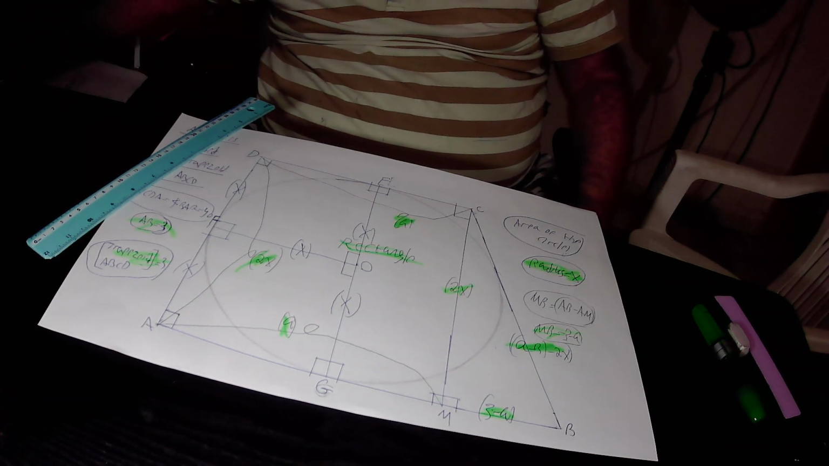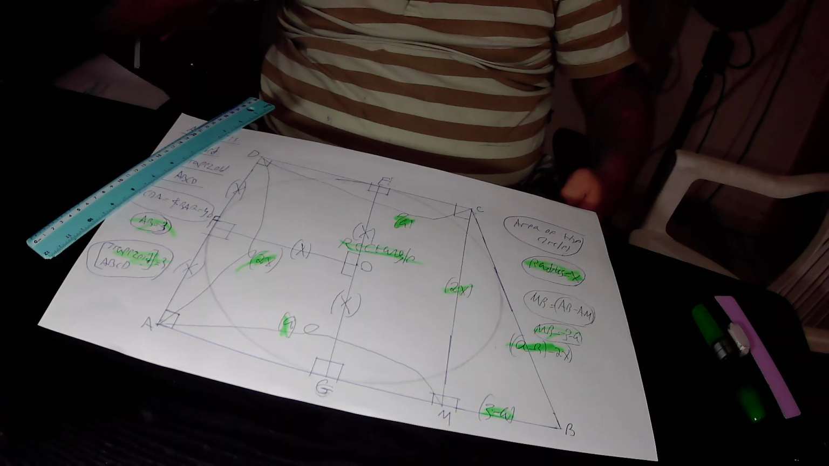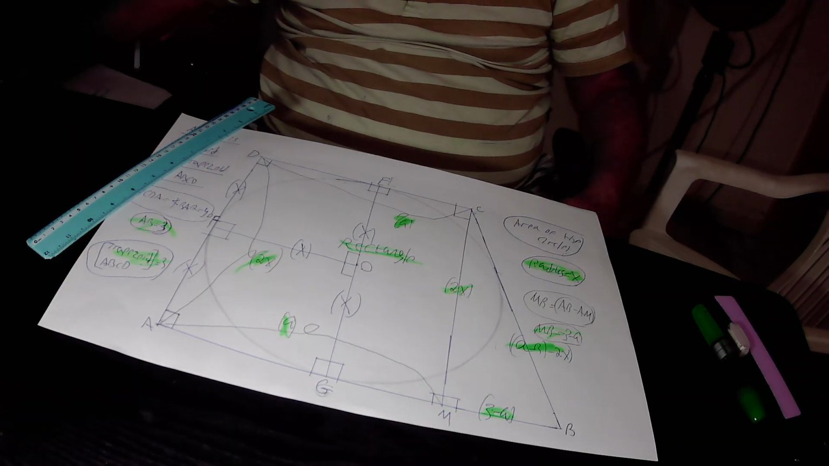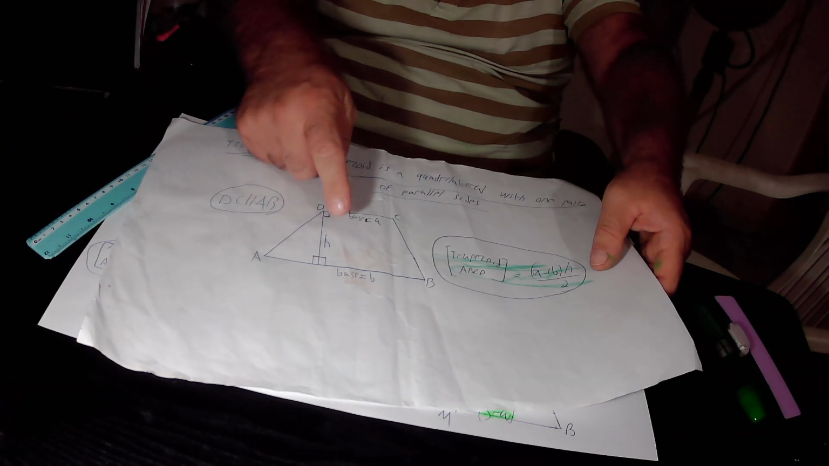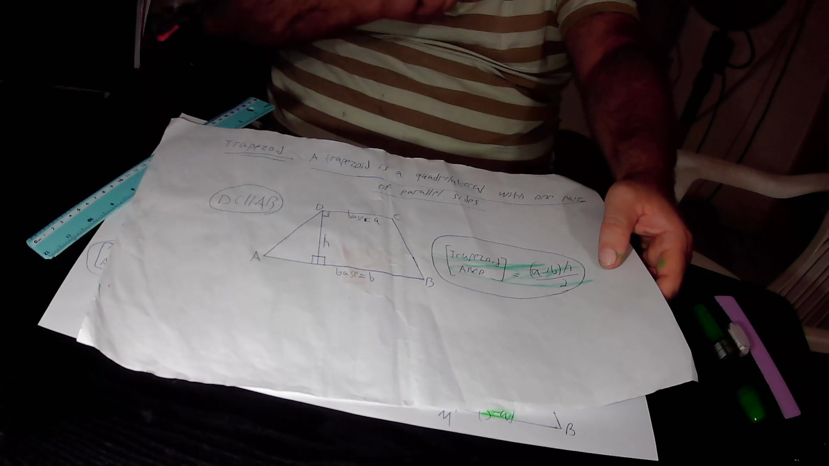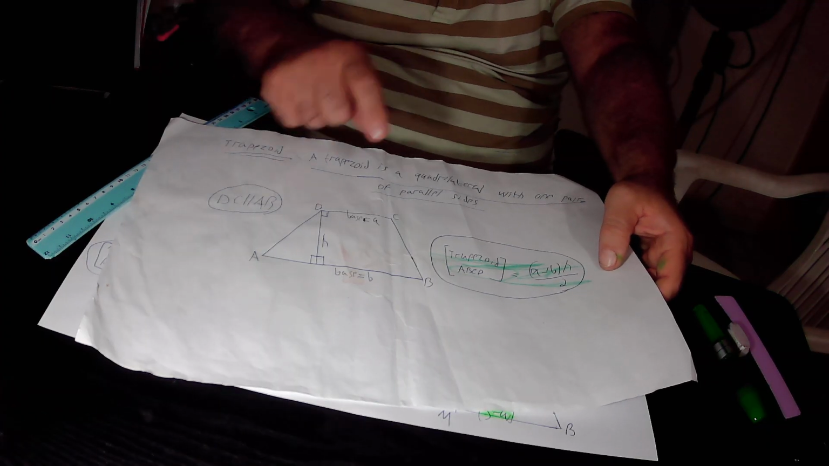So in conclusion, we can say that a trapezoid is a quadrilateral with one pair of parallel sides, and the area of one trapezoid equals the sum of its two parallel bases, in this case A plus B, times the height h over 2. The height must create 90 degrees with the two parallel bases.